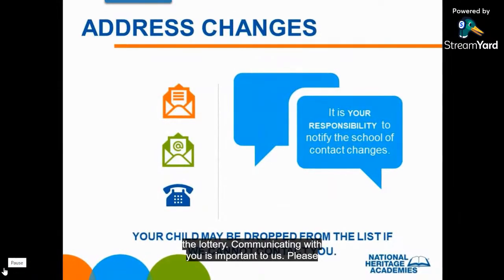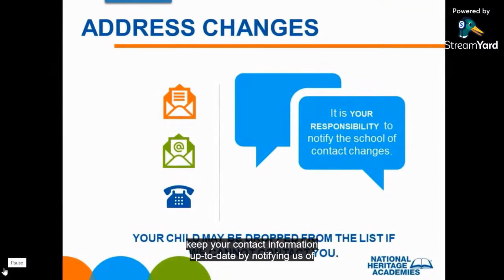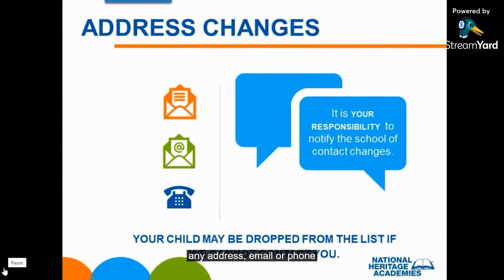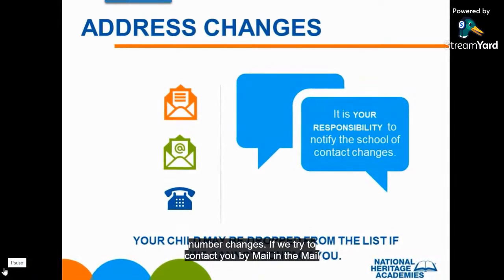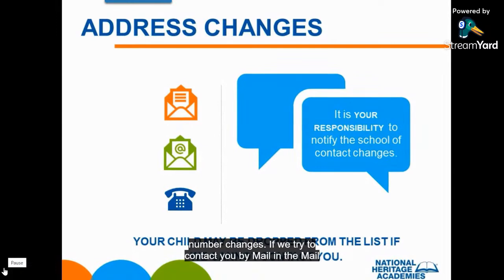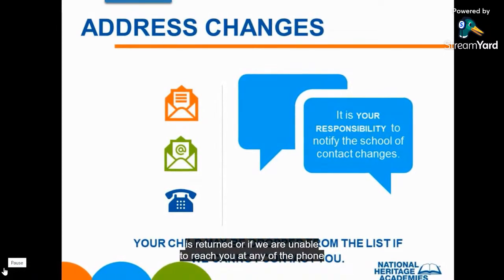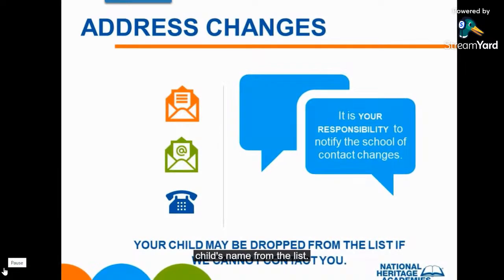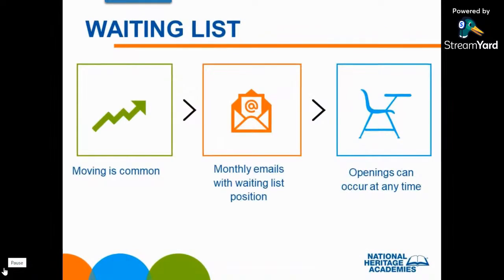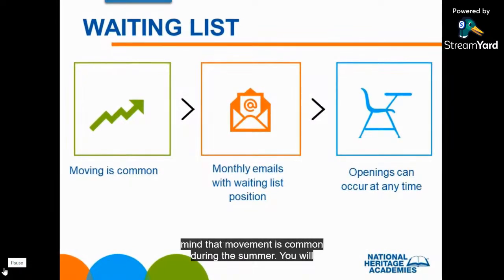Communicating with you is important to us. Please keep your contact information up to date by notifying us of any address, email, or phone number changes. If we try to contact you by mail and the mail is returned, or if we are unable to reach you at any of the phone numbers or email addresses you provided, we will remove your child's name from the list. If your child is placed on the waiting list, please keep in mind that movement is common.